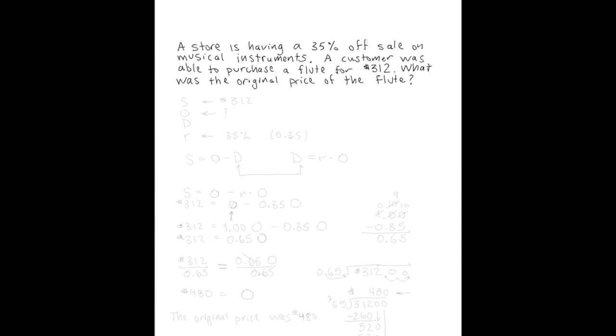Here's another problem. A store is having a 35% off sale on musical instruments. A customer was able to purchase a flute for $312. What was the original price of the flute? Now this is an interesting problem because we are given the final price, the sale price, and we're asked to find the original price.